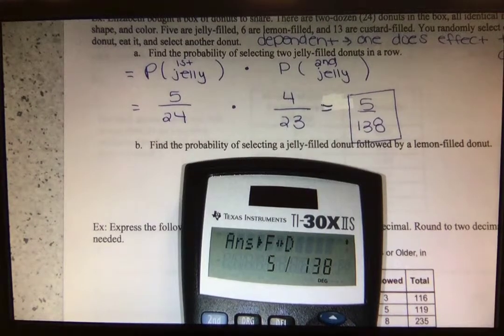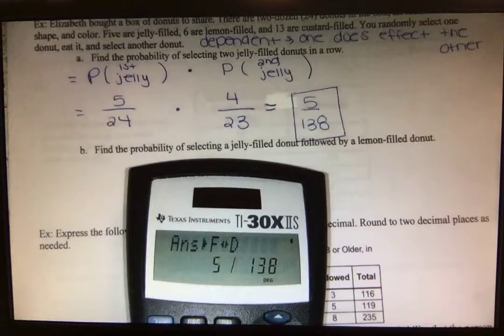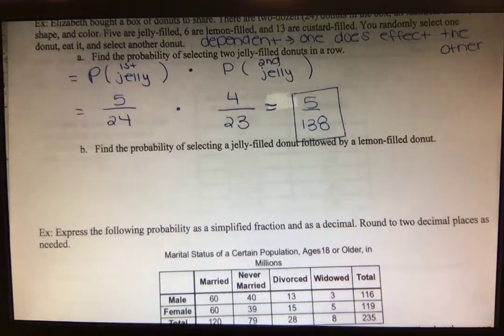All right, questions for me. A little bit different, but same concept. We're still multiplying our 2 probabilities together, but now the first one affects the second one, so we have to take that into account. Ready for another example like this? So probability of getting a jelly-filled donut, and then you get a lemon-filled donut.